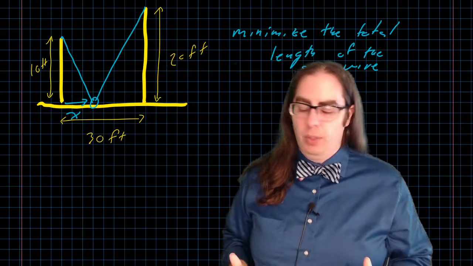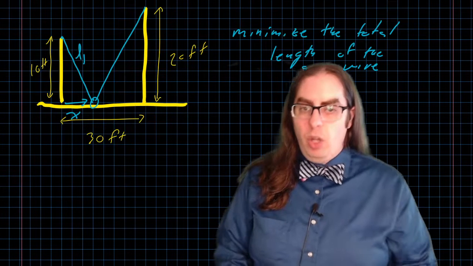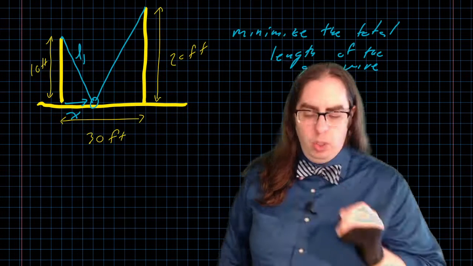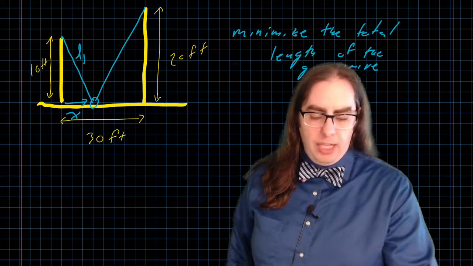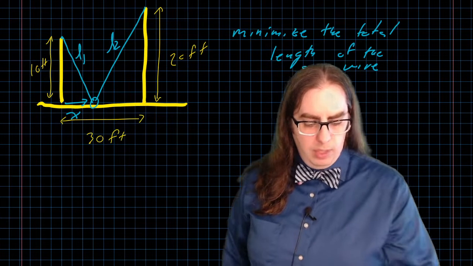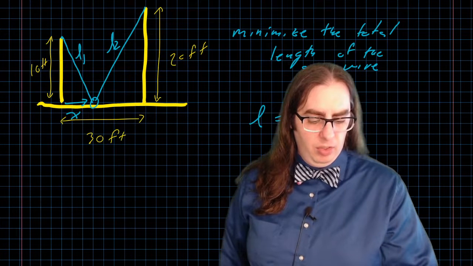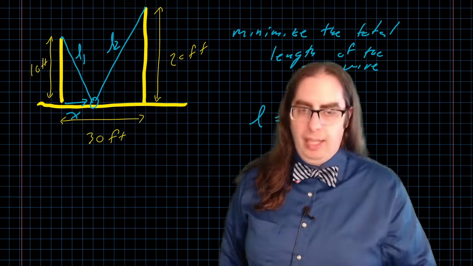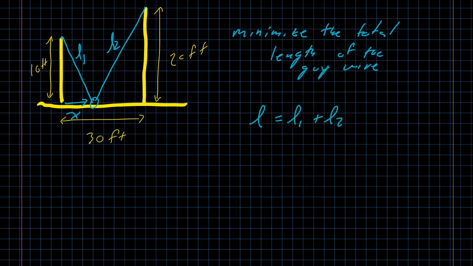That's something very important. Another thing that I'm going to give you, let's call the length from the pole to the anchor L1. And then from the anchor to the top of the other pole is going to be L2. And the thing that we are trying to minimize is the total length, which is L1 plus L2. All right, get my head out of the way so you can actually see where I've written that down.